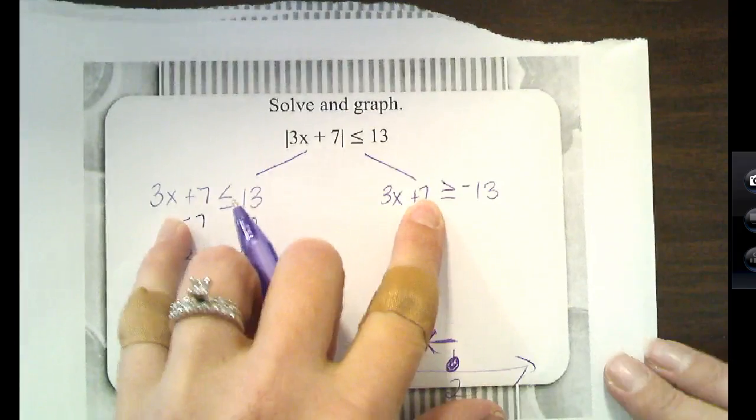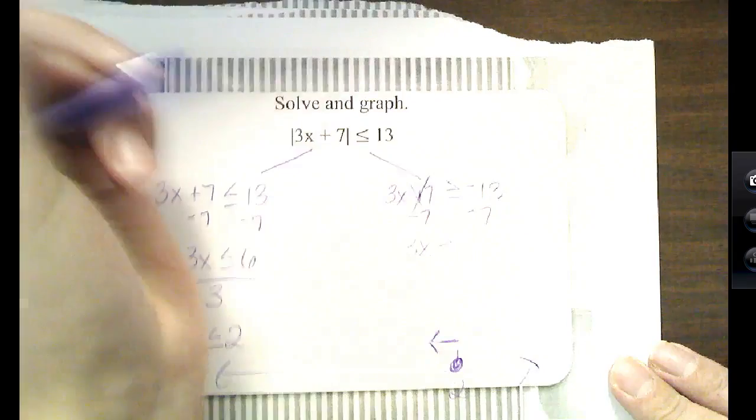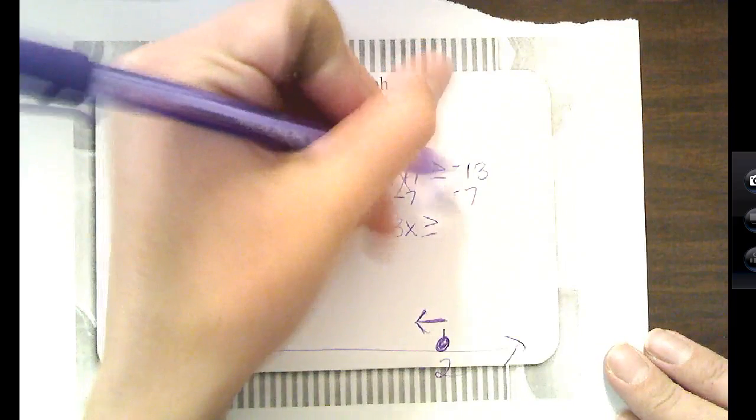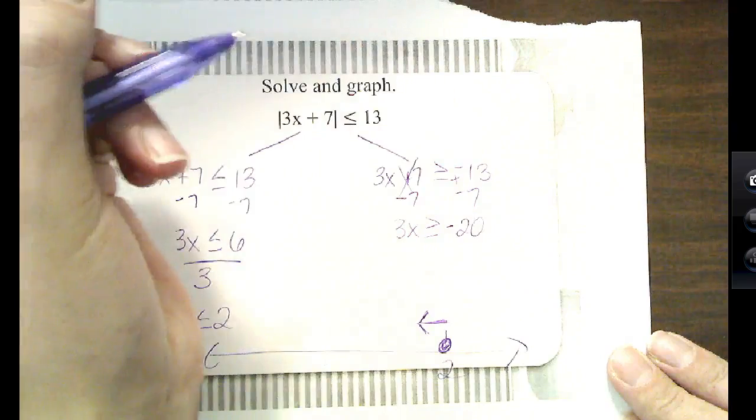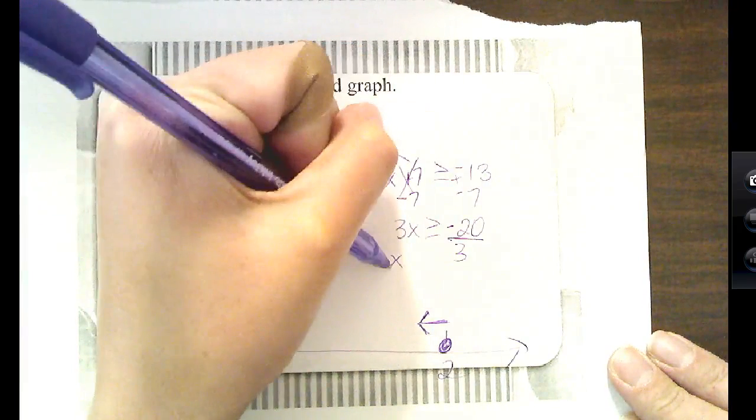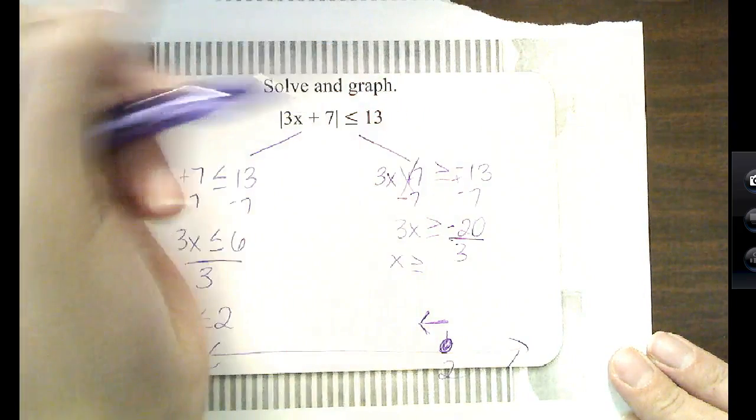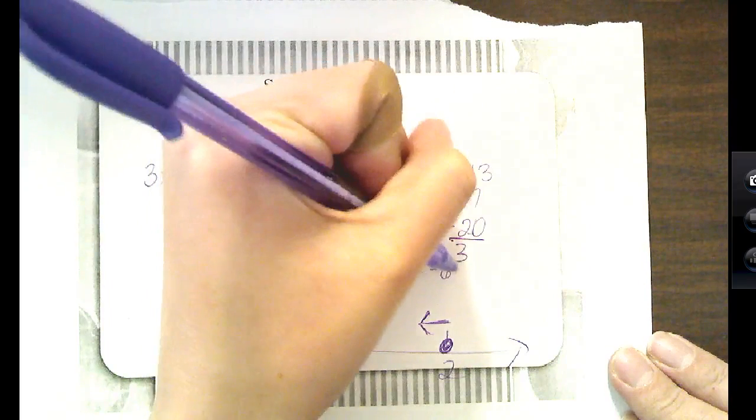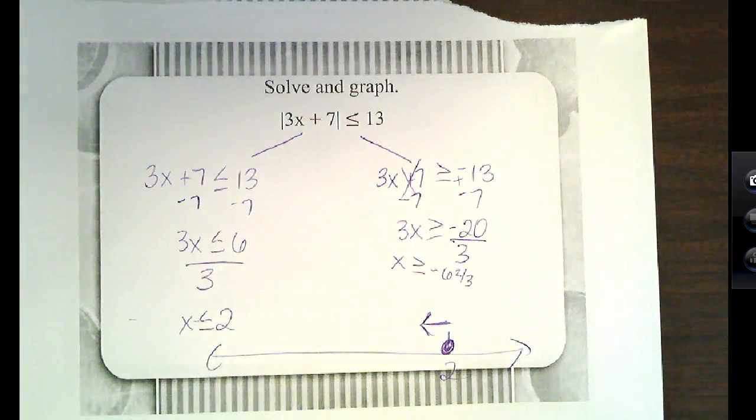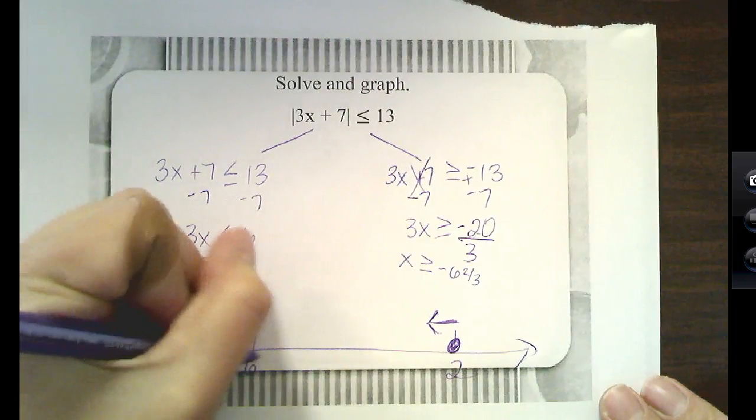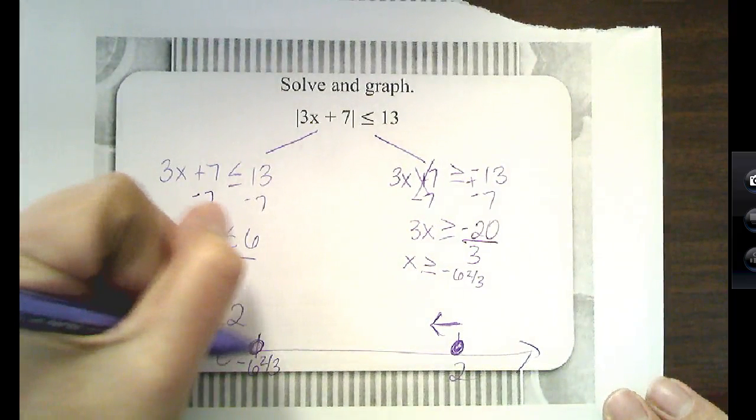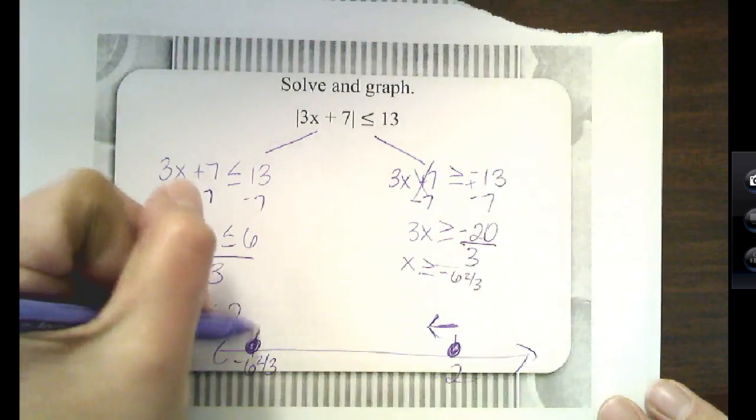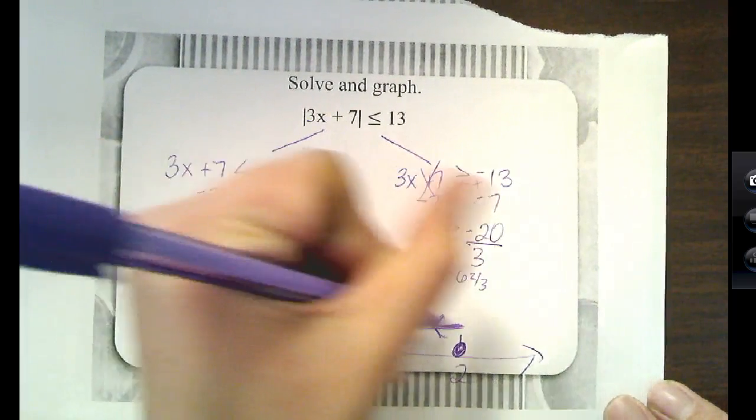Now for this one right here, I'm going to subtract 7 again. I get 3x is greater than or equal to. I've got a negative 13 and a negative 7. So I'm adding all those negatives together. That's negative 20. Then divide by 3. And you get x is greater than or equal to negative 6 2/3. So negative 6 2/3 would be over here on my number line. Open or closed circle? Closed circle. In what direction is your arrow going this time? To the right. So this is one of those and statements where your graph comes together.